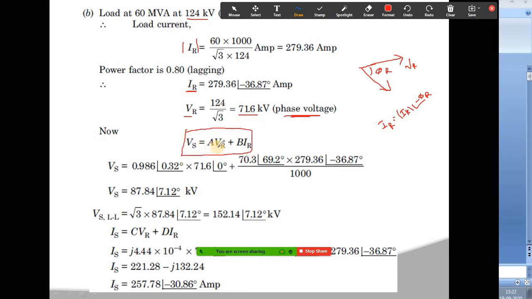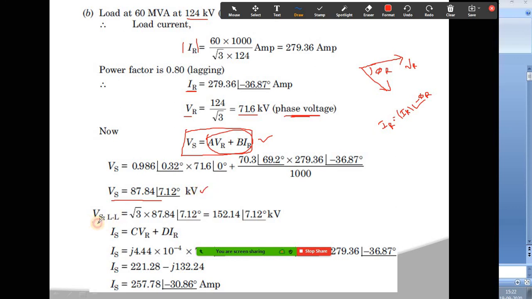VS is A into VR plus B into IR. In this you know all the values A, B, VR, IR value. You simply substitute all the values. So then you will get sending end voltage as 87.84 at an angle of 7.12 degrees, which is in kilovolts.